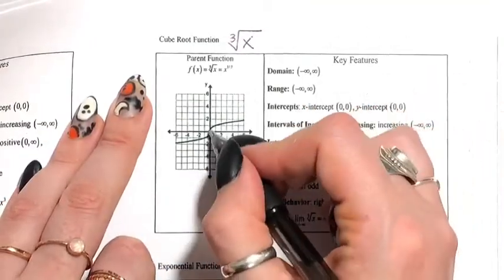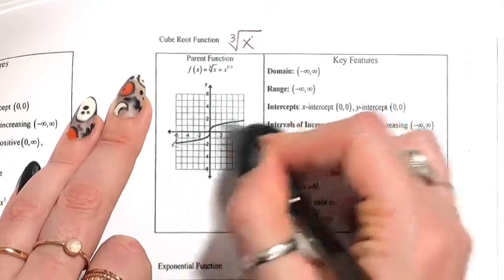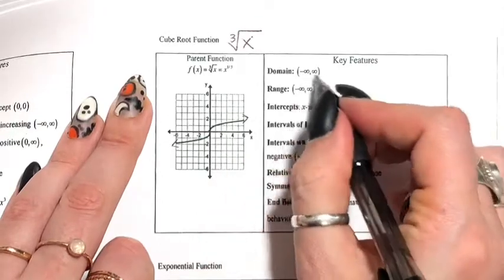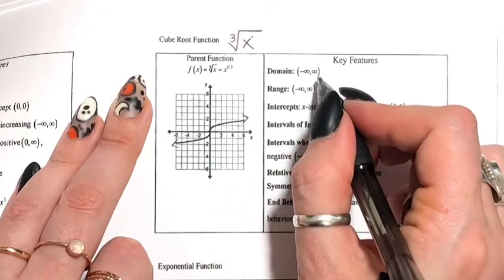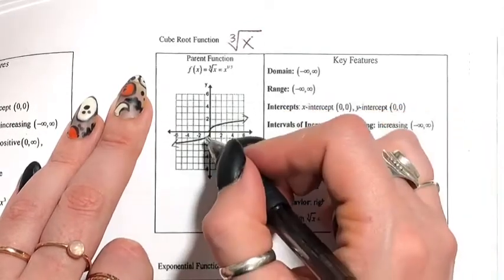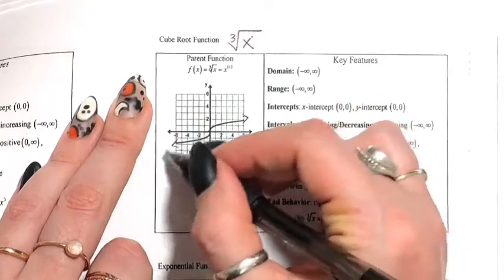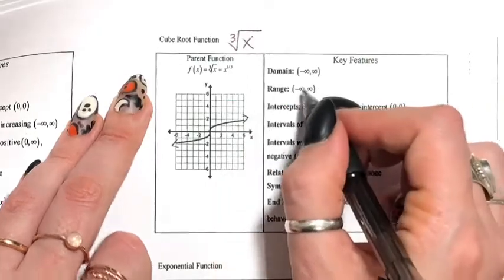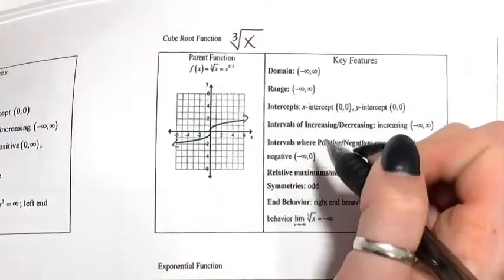So the domain for this one, it's going to keep going to the left forever, and it's going to keep going to the right forever. And so that gives us a domain of negative infinity to positive infinity. And then range, it is still going down. It's going really slow, but it is going down, and it is going up really slow forever. So negative infinity to positive infinity again.